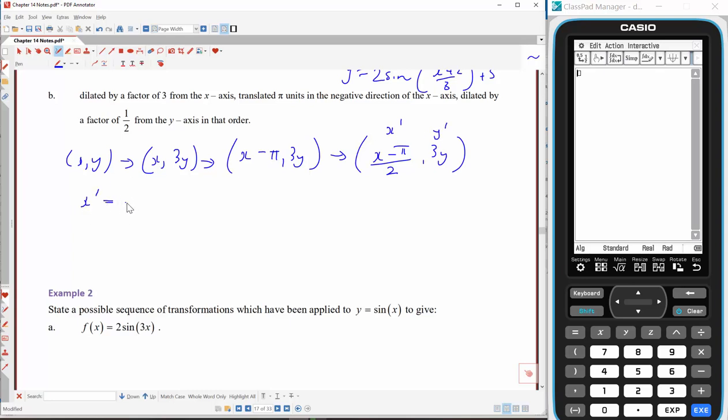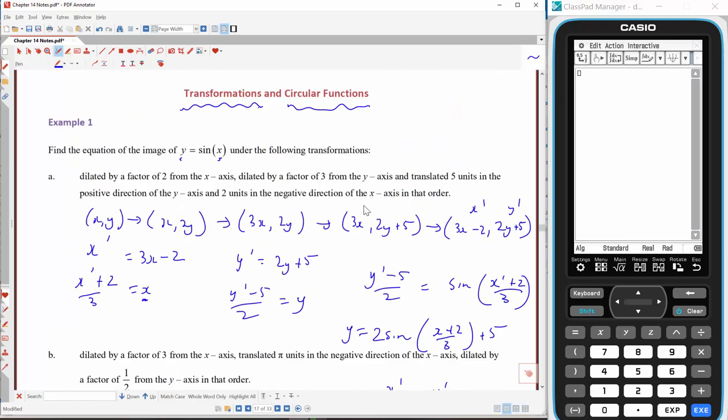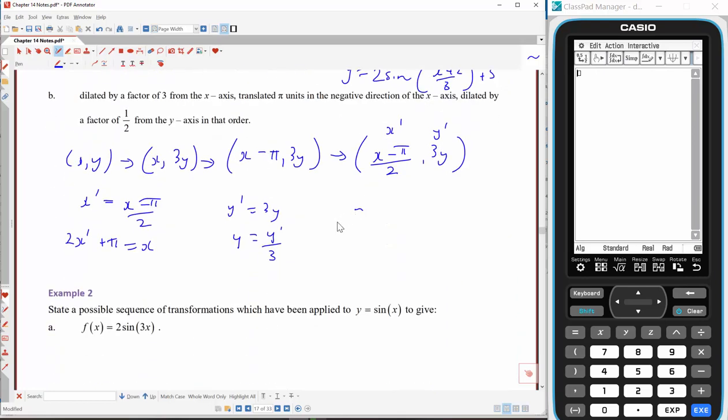Okay, x dash equals x take pi on 2. And what I want is to solve for x. So 2x dash plus pi equals x, and y dash equals 3y. Y equals y dash on 3. Right, so original function was, what was it? Can't remember. Y equals sine x. So it's going to be y dash on 3 equals sine of 2x dash plus pi, and y equals 3 sine 2x plus pi.